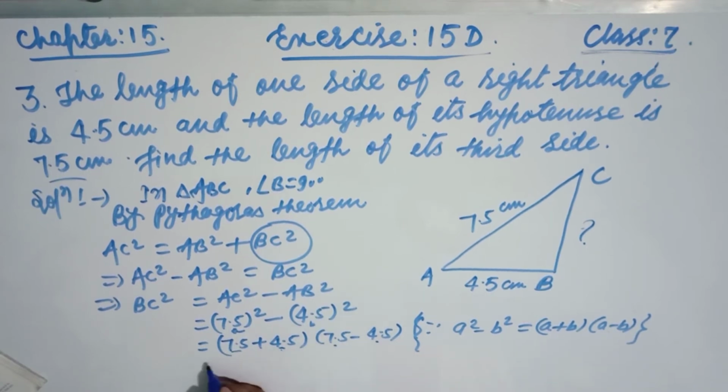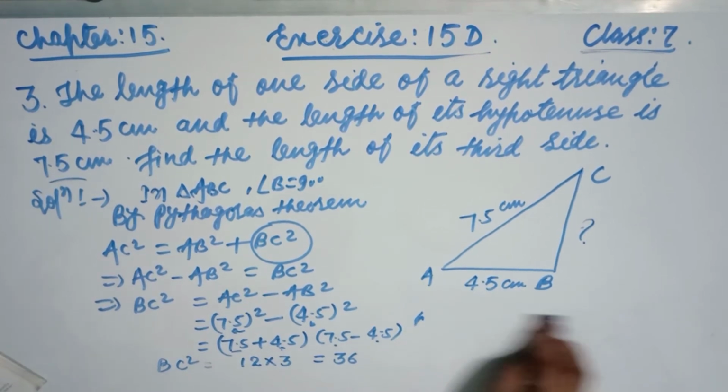Now friends, add their values: this is 5, this is 0, so 1 is balanced. 7 plus 4 is 11 and 1 is 12, only 12. Now multiply: 7 minus 4, this is 3. So we can write 36. So here friends, BC square becomes 36.